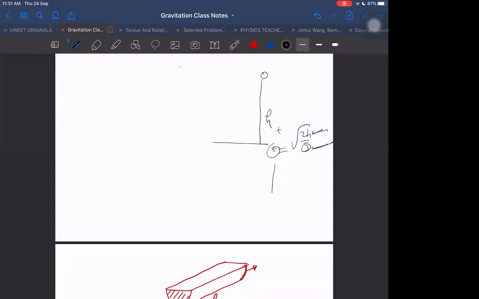Let us say I'm dropping something from my hand. Again, it will take the same time to fall. We cannot tell. Can we tell? We cannot tell because everything will be increasing in the same proportion.